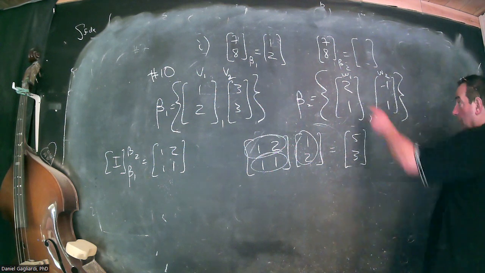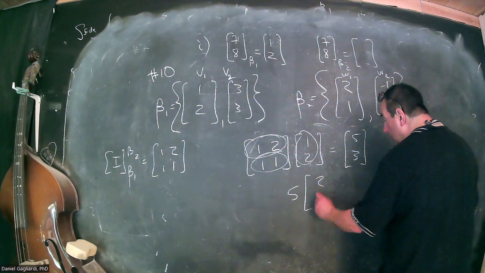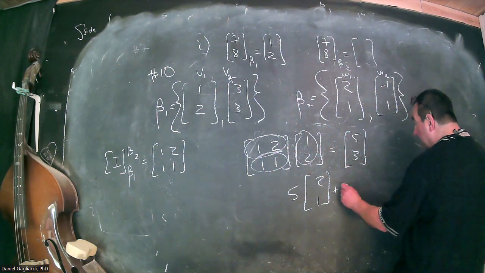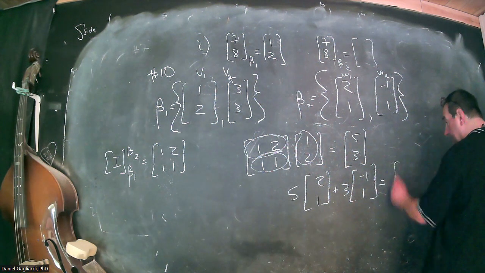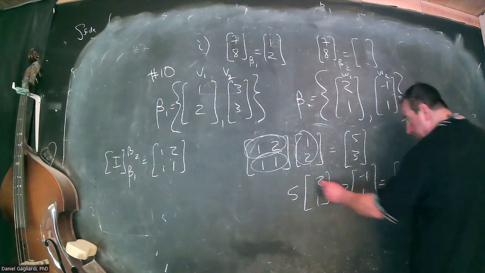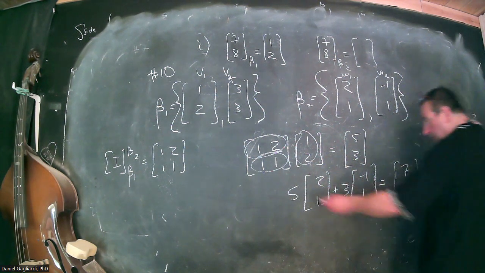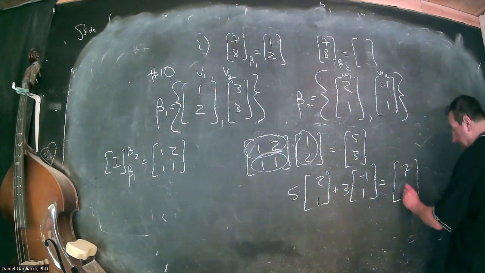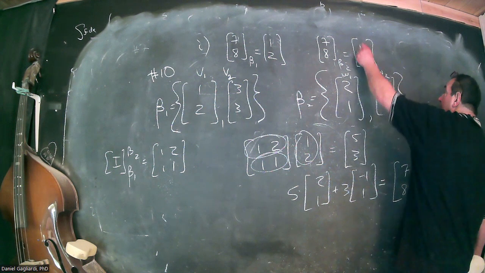Let's see if that works. In other words, if we say 5 times 2, 1, plus 3 times negative 1, 1, will that take us to 7, 8? 5 times 2 is 10, minus 3 is 7, so far so good. 5 times 1 is 5, plus 3 is 8. Absolutely. So the coordinates are 5, 3.